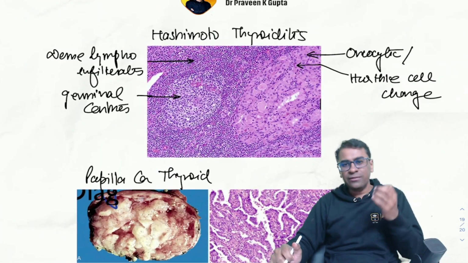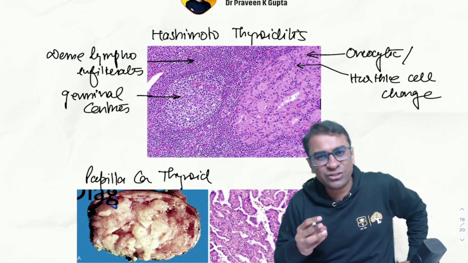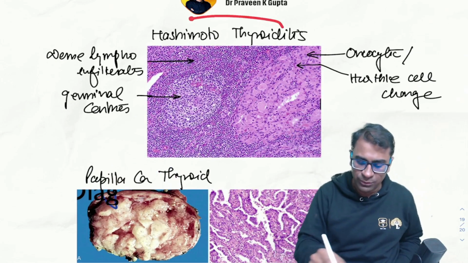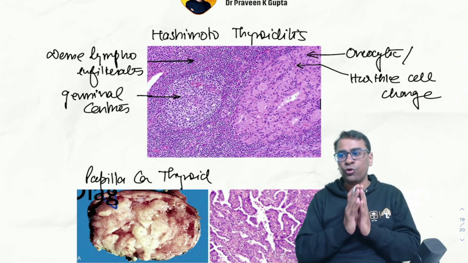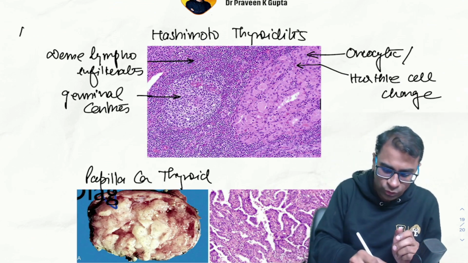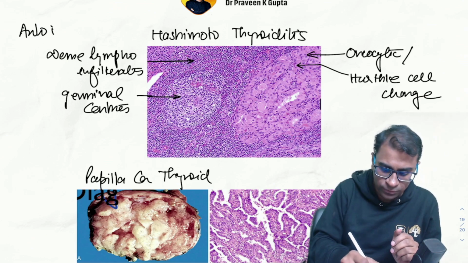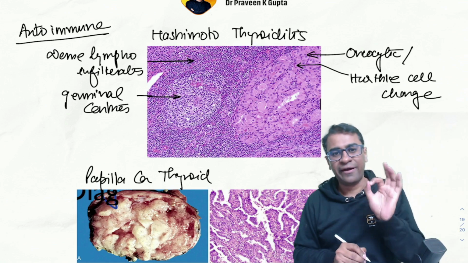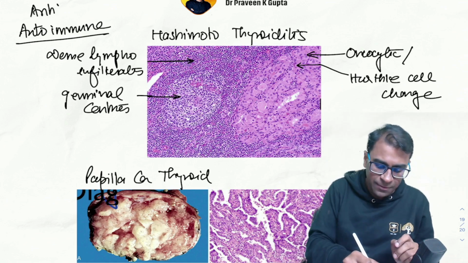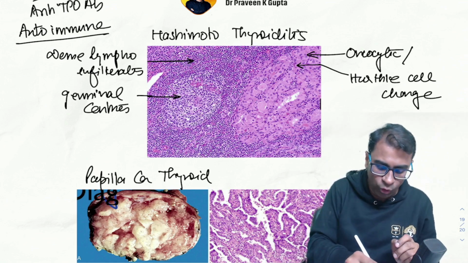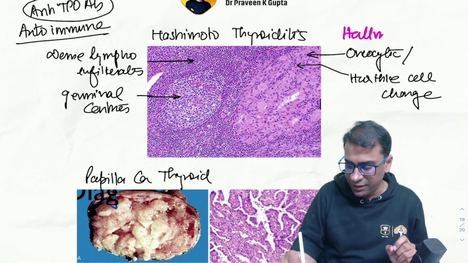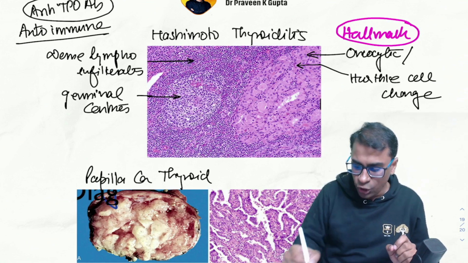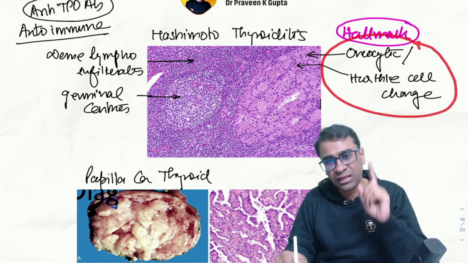Now, in thyroid, only three images can be asked. Number one, Hashimoto. Hashimoto is actually autoimmune chronic thyroiditis. What is Hashimoto? It's an autoimmune chronic thyroiditis due to anti-TPO antibody. The main finding, the hallmark finding of Hashimoto is oncocytic or Hurthle cell change.